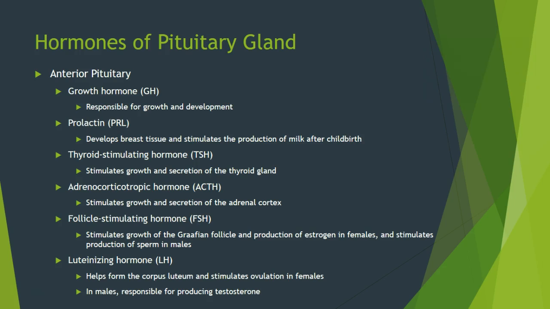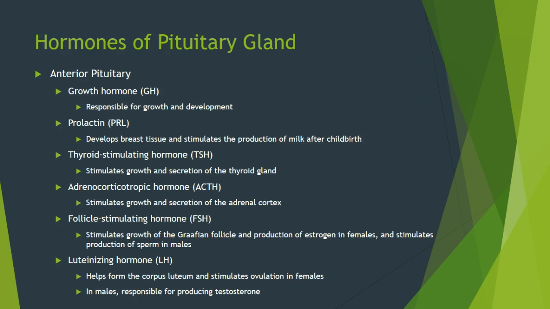And adrenocorticotropic hormone, or ACTH, gets its name because it goes to the adrenal cortex, and it's going to cause it to produce its hormones. One of the main hormones it causes the production of is aldosterone, which is a glucocorticoid. You'll see that later in the notes.